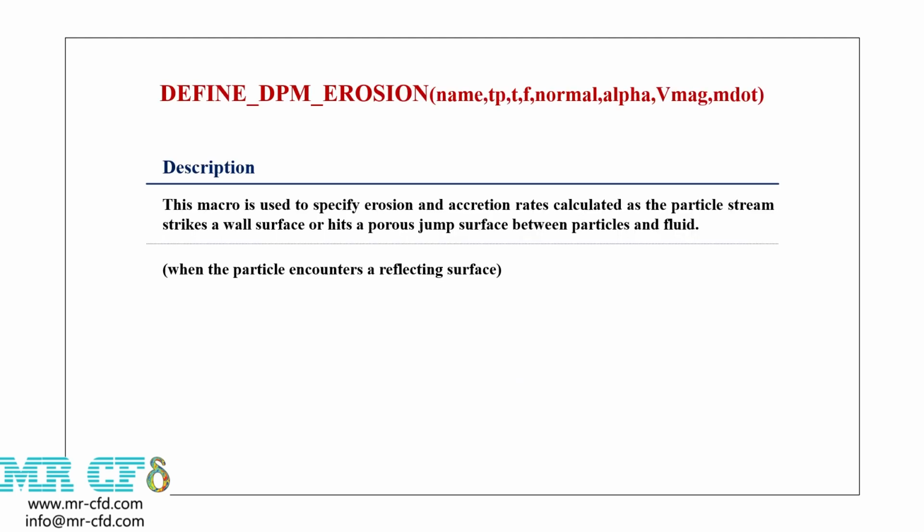In another example, the define DPM erosion macro is used to determine the calculated erosion and accretion rates when a particle flow hits a wall surface or collides with a porous jump surface. That is, when particles collide with a solid surface, it's possible that the surface in question may be subject to the phenomenon of erosion. It should be noted that this function is called when a particle encounters a reflective surface.